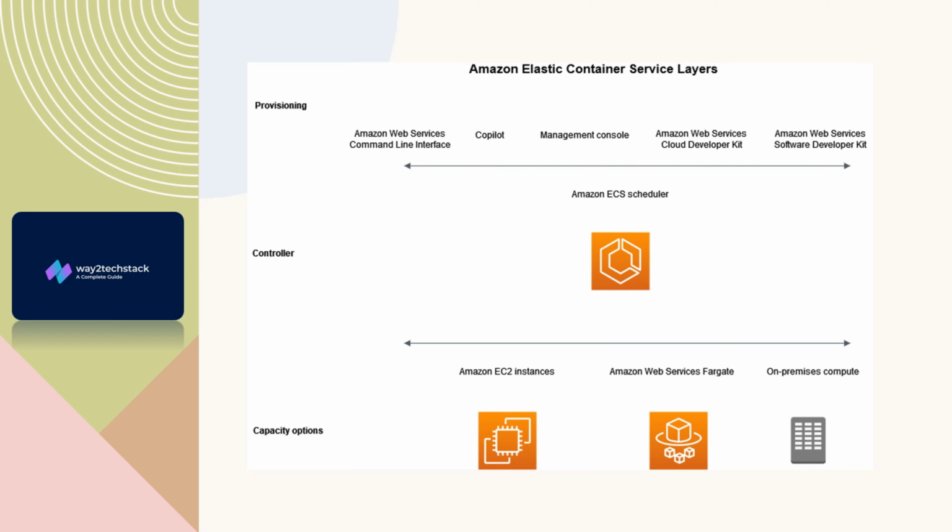What is meant by controller? It acts like a scheduler. It will decide on which compute node it has to launch your application. What about provisioning? It is all about the options what we have in order to manage ECS cluster. One is CLI, Copilot, Management Console, then we have Cloud Development Kit, CDK, and then we have SDK, Software Development Kit. We can use any one of these options to provision or to manage your ECS cluster.